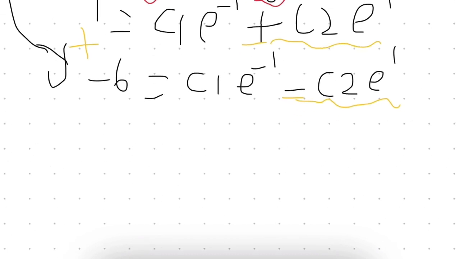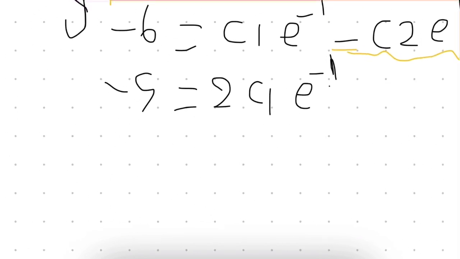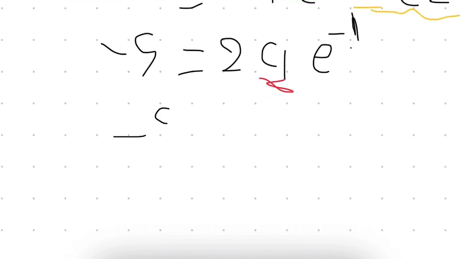And then we're going to find 1 plus minus 6, minus 5, equal C1e minus 2 plus C1e minus 2, 2C1e minus 2, or minus 1. And those two cancel each other. So that's what we are left with. And we want to solve for C1. So we're going to do minus 5 over 2e minus 1 equals C1.